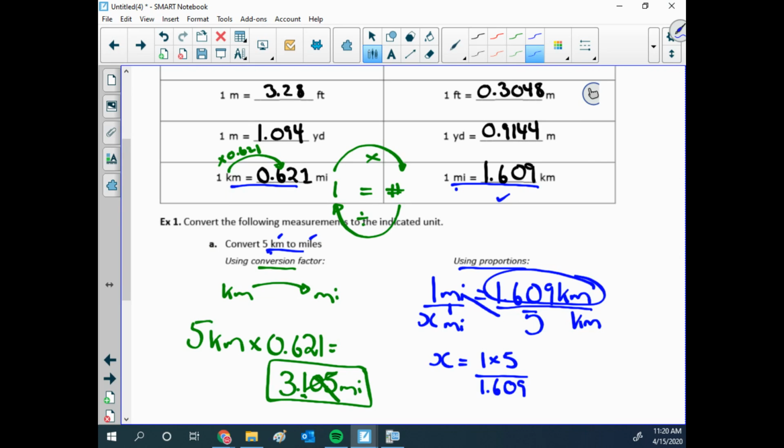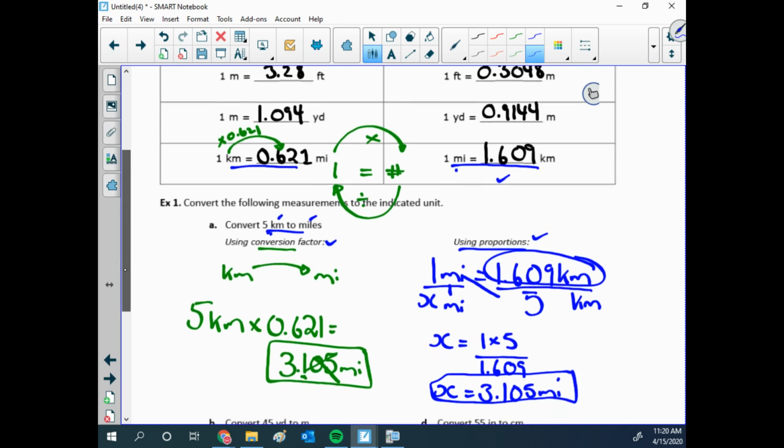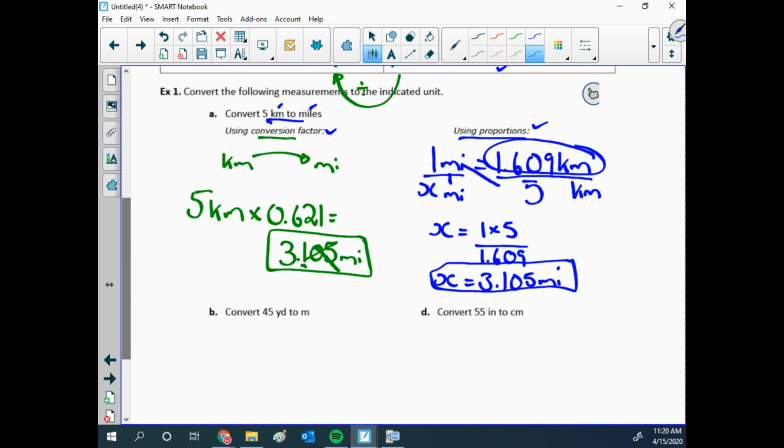Regardless of what strategy I use, conversion factors or proportions, I'm going to get the same number: 5 kilometers is equal to 3.105 miles. Okay, let's take a look at a few more. I'll do this one with conversion factors and the other one with proportions. So it says 45 meters is how many yards.